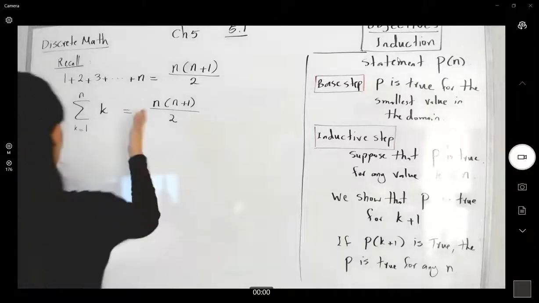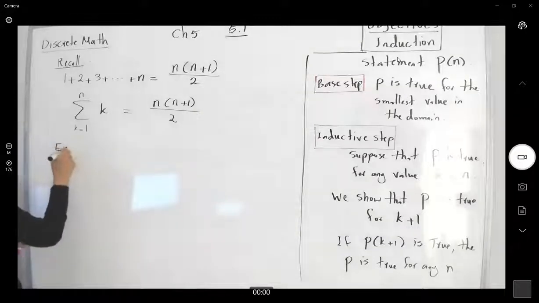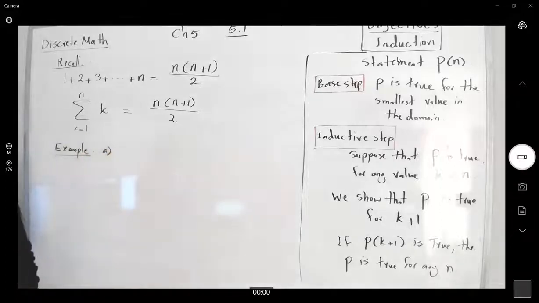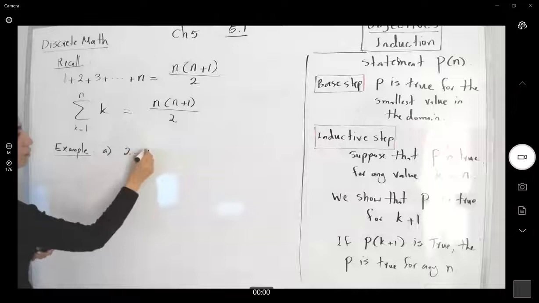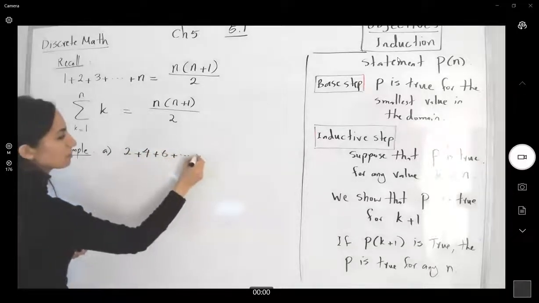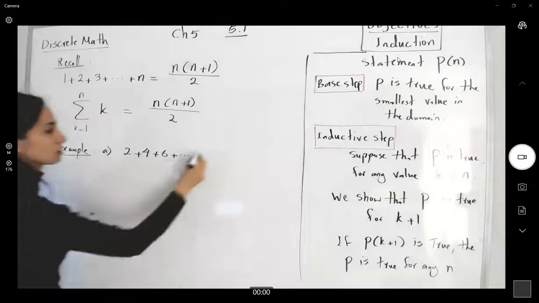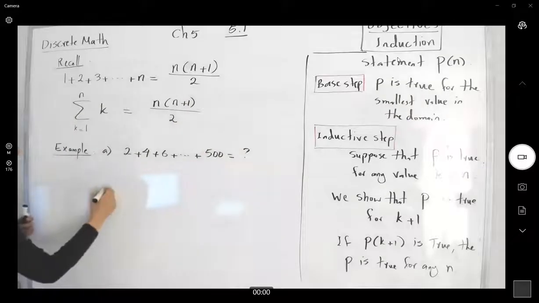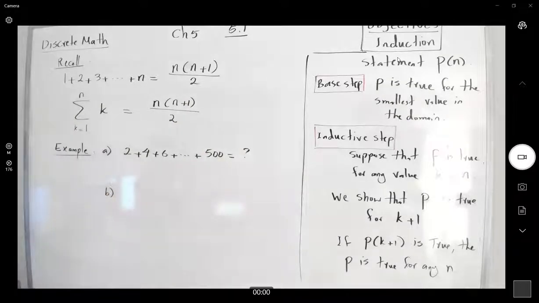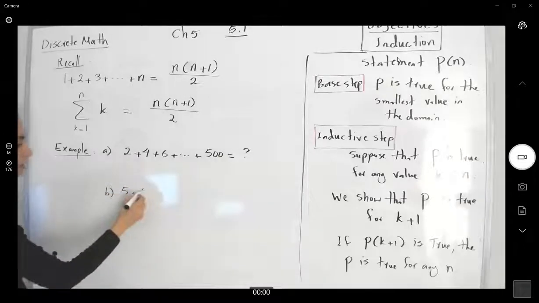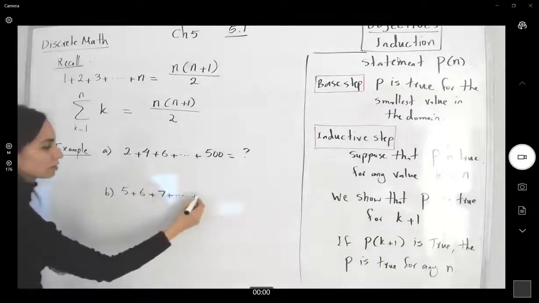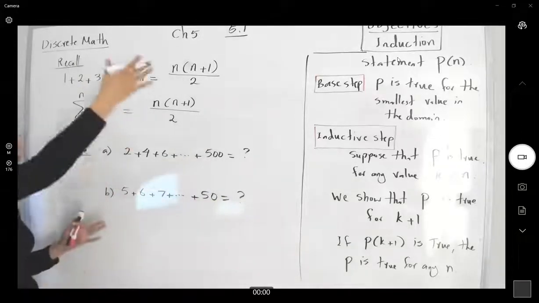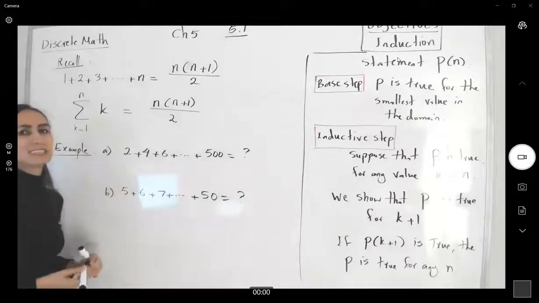Okay, perfect. So, example. Suppose the question says, well, what is the sum of 2 plus 4 plus 6 plus up to 500? What is this sum, using the formula here? The second one says, well, what is the sum of 5 plus 6 plus 7 plus up to 50? How do we use the formula that we just represented to calculate these sums?